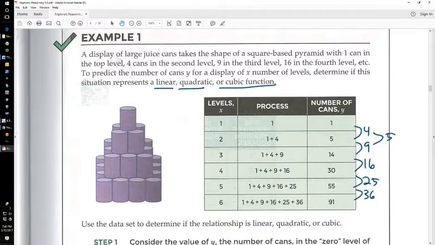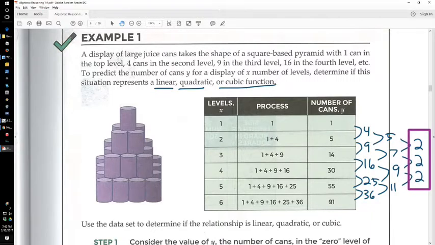9 minus 4 is 5. 16 minus 9 is 7. 25 minus 16 is 9. 36 minus 25 is 11. So it's not quadratic, because the second differences aren't the same. 7 minus 5 is 2. 9 minus 7 is 2. 11 minus 9 is 2. Okay. So the third difference is the same. So therefore this is cubic.